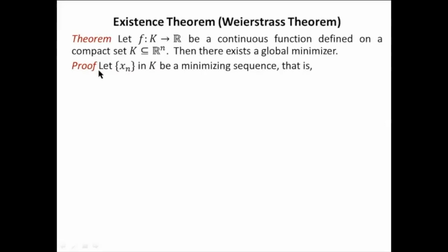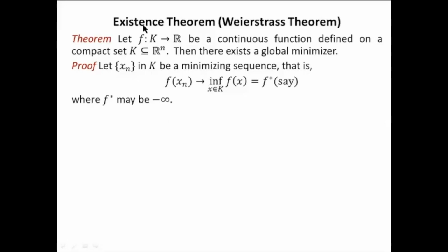If I take a sequence x_n in K, a minimizing sequence, it's easy to see that a minimizing sequence will always exist. So what is the definition of the minimizing sequence? The sequence f(x_n) will converge to the infimum value. Let me write this value for simplicity. Let us represent it by, say, f star. This f star can even take the value minus infinity.